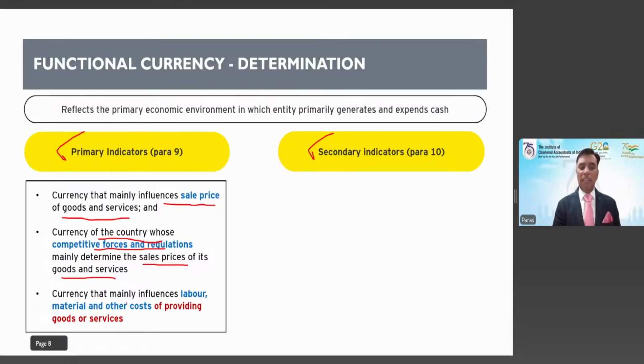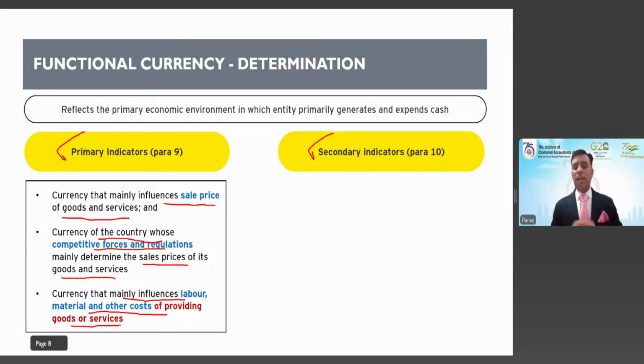The third point talks about the currency that mainly influences labor, material, and other costs of providing goods and services. In point number 3, they are talking about the labor, material, and other costs. So in a nutshell, we can say that this is nothing but the operating cost. We need to check which currency mainly influences the operating cost of the entity, whether it is INR or any other currency. The currency which mainly influences the operating cost of the entity will become the functional currency of the entity.